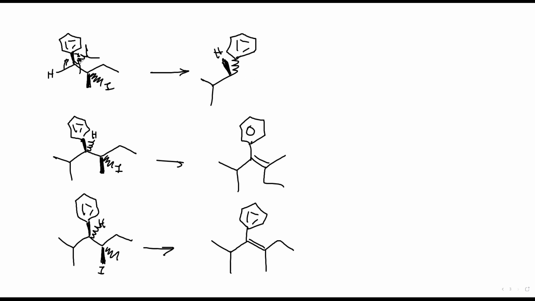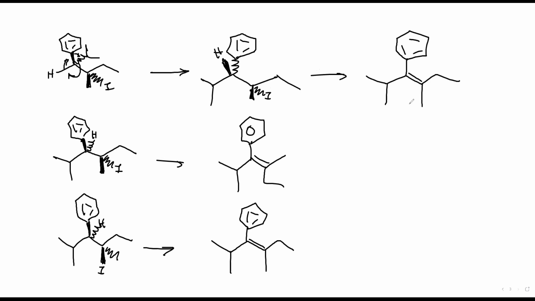Isopropyl then comes over here, right? And then we can redraw in the I group like that. Again, now this is just easier. You just draw what you see. Okay, and that's the double bond we get.